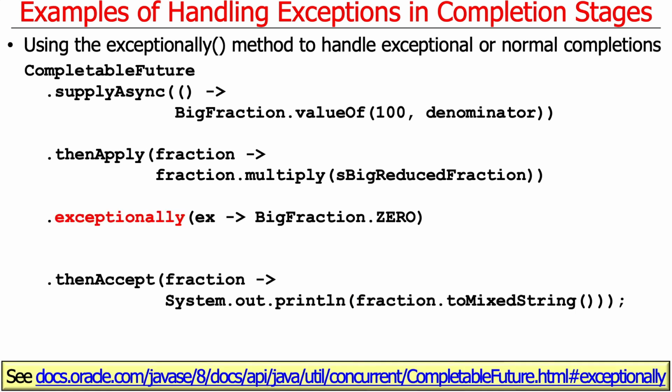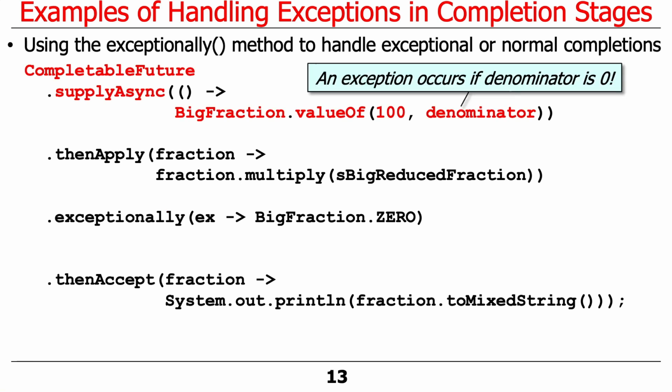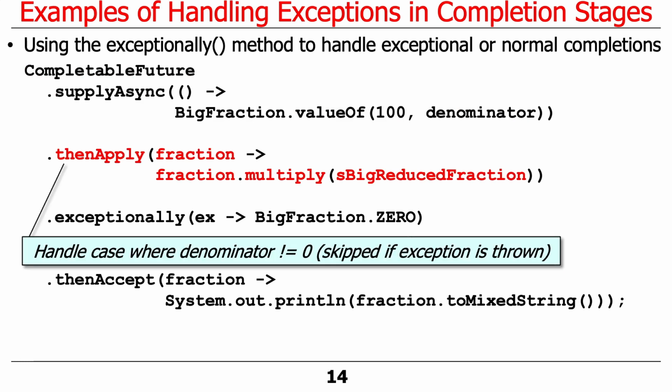Let's take a look here using the exceptionally method instead of using handle. So exceptionally is similar, but it only handles exceptions, as you might expect from the name. Once again, we make ourselves a big fraction that will either throw an arithmetic exception or not. If all goes well, we will multiply that big fraction by some constant. That's the case where the denominator is not 0.